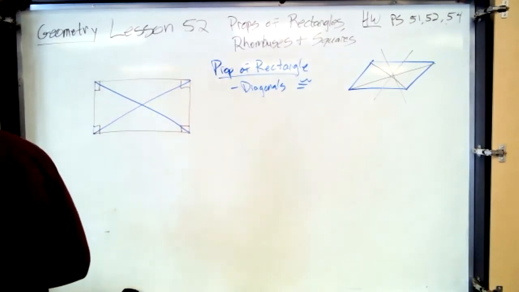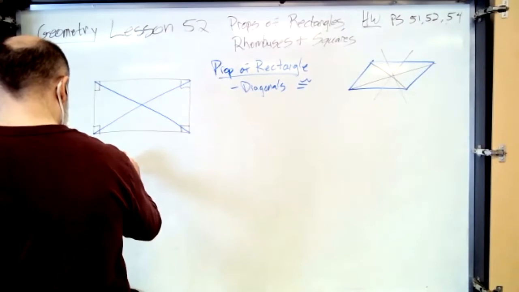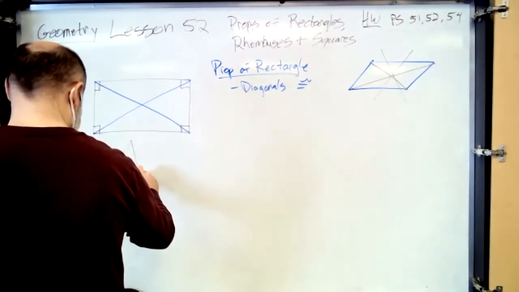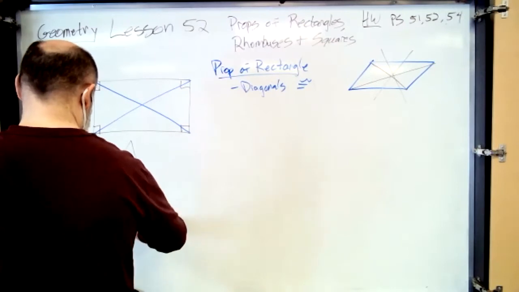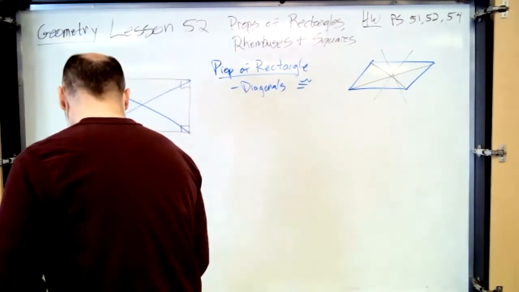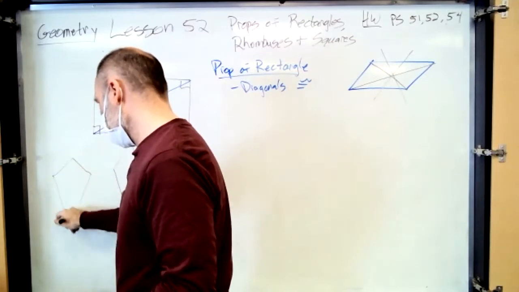So here's a property of a rhombus. What's a rhombus look like again? It could be like a square, or it could be like a kite. Can it be a kite? It can't be a kite. Remember, a kite looks like this.